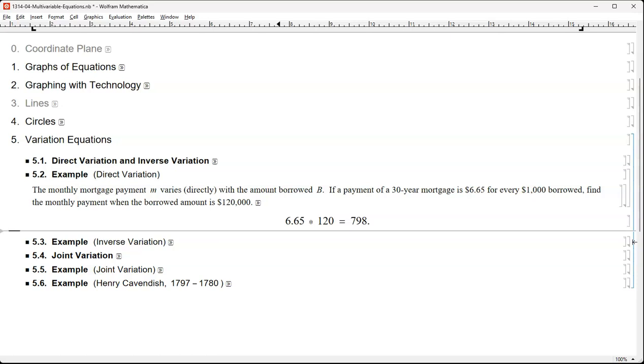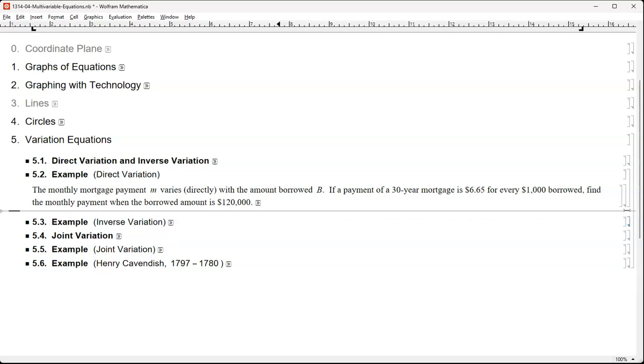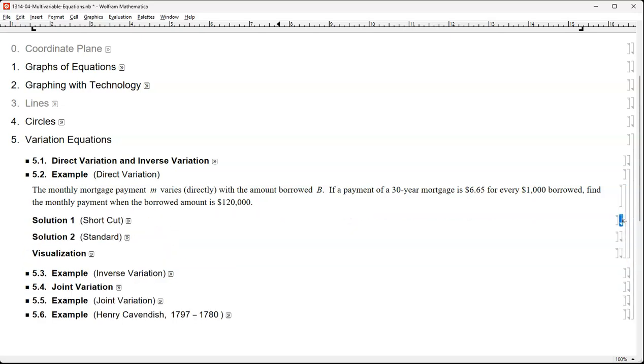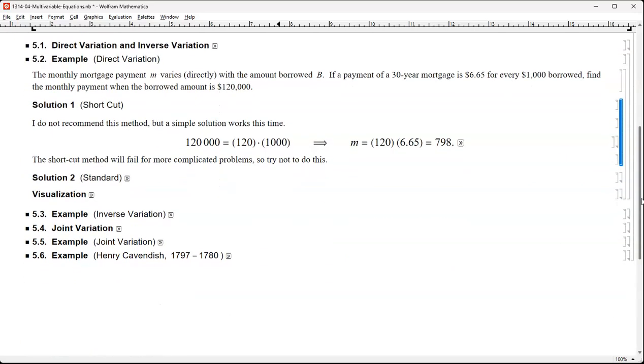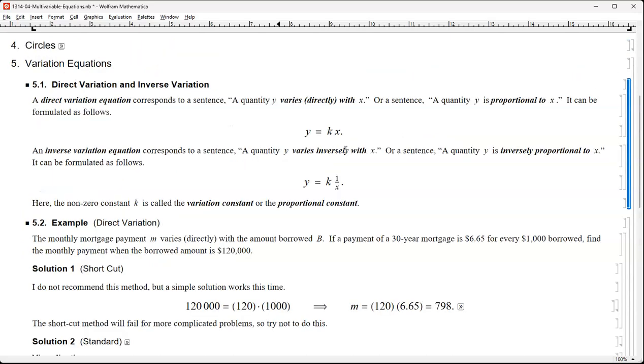Now you can answer like this, and we can call it a shortcut answer, but frankly, I do not recommend it. It's okay, it works, but frankly, I do not recommend it. I'd much rather go with a bit harder route so that you are a bit more well prepared for something that is far more important, joint variation. So let me show you the standard solution, and that revolves around finding the proportional constant.